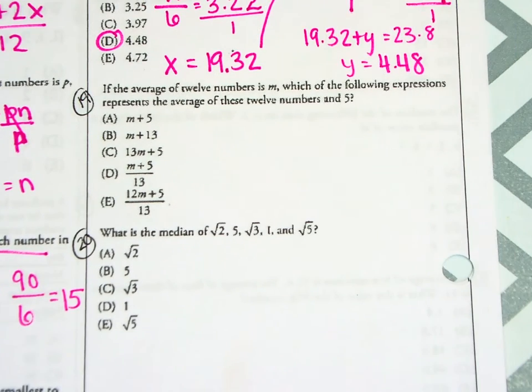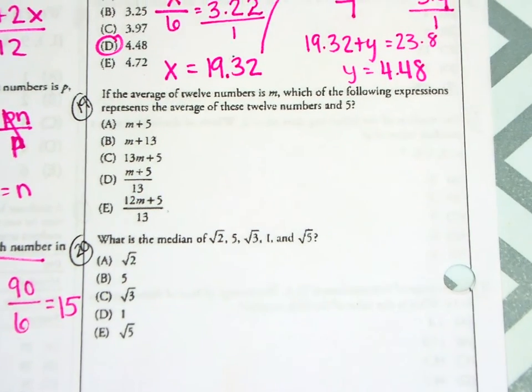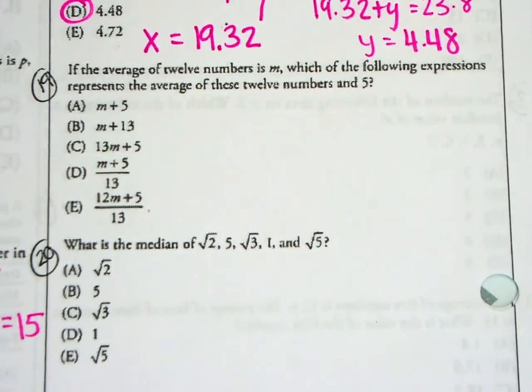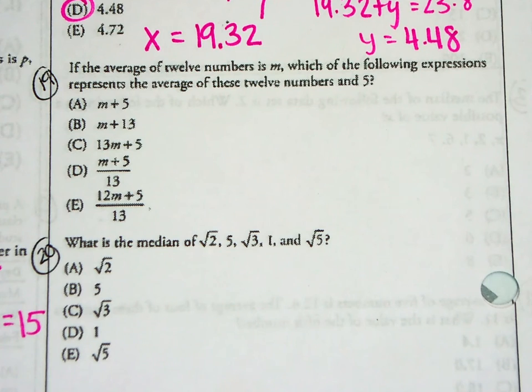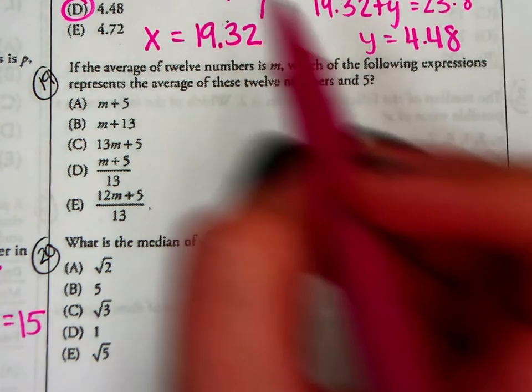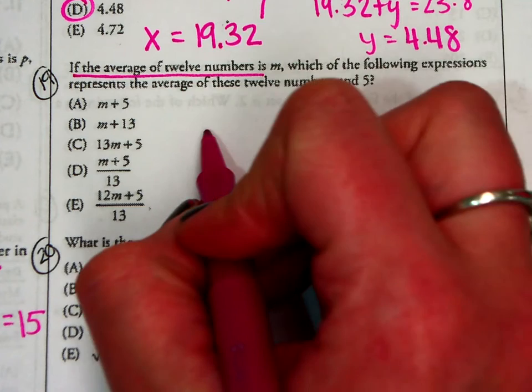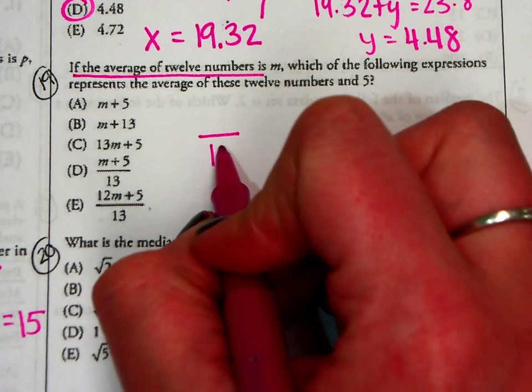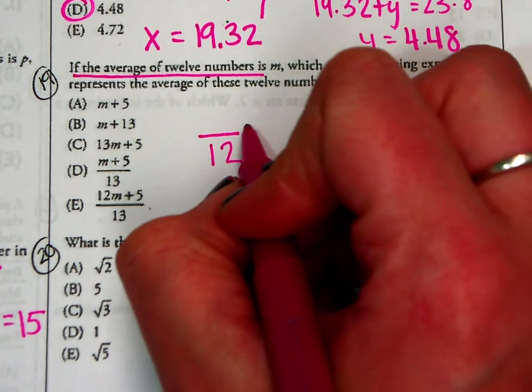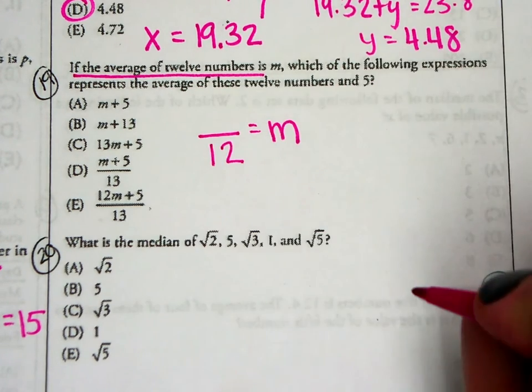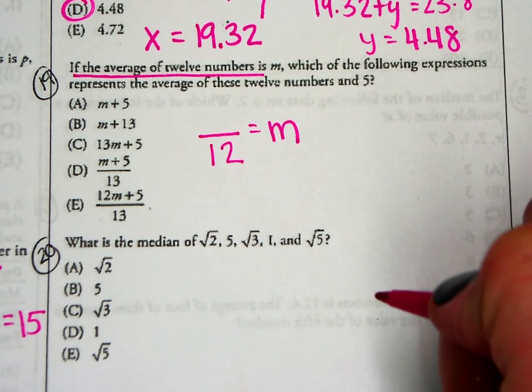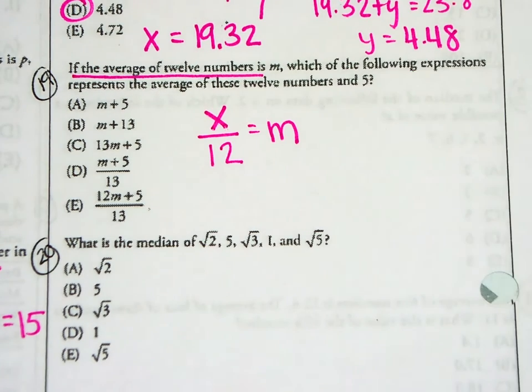Number 19, if the average of 12 numbers is m, which of the following expressions represents the average of these 12 numbers and 5? So the average of 12 numbers is m. So when I add 12 numbers together, I get an average of m. Now, we have no earthly idea what our sum is. So we are working with 2 variables here. It's nothing that you cannot do. It's just you have to be okay with 2 letters.